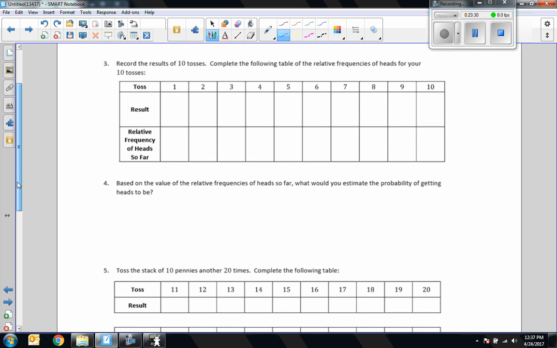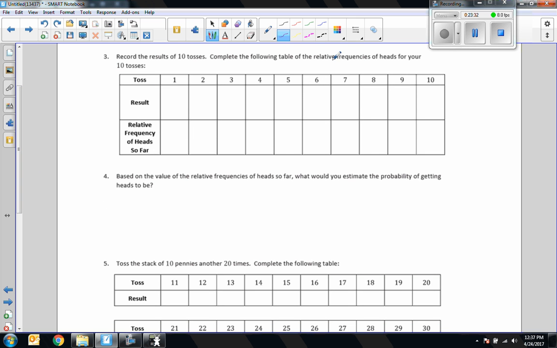okay. So now it says record the results of 10 tosses. Complete the following table of the relative frequencies of heads for your 10 tosses. Let me see if I can come up with 10 coins, and if I can, maybe I'll just do this, and you can listen to it banging around on my desk, and I'll record it. So I'm going to conduct this experiment. You'll just have to take my word for it. I didn't have pennies, so I only had quarters in my desk, so this is going to cost me a little more money. If I had 10 pennies, it would only be 10 cents, but I have 10 quarters. That's $2.50. So I'm going to toss this on my desk. You'll hear it, and then I'll tell you what it says.